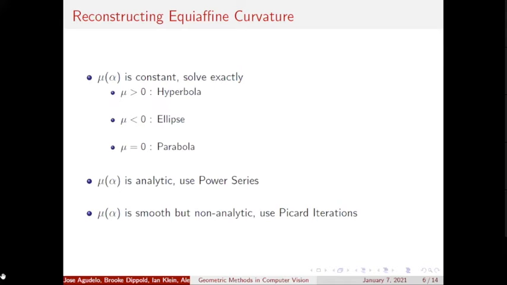Reconstructing curves from their equiaffine curvature is slightly more difficult. It is known that when mu of alpha, the curvature, is constant, you can solve exactly. When the curvature is greater than 0, your curve is a hyperbola. When the curvature is less than 0, your curve is an ellipse, and when the curvature is equal to 0, you get a parabola. We specifically looked at solving for when curvature is analytic using power series, and when curvature is smooth but non-analytic using Picard iterations.